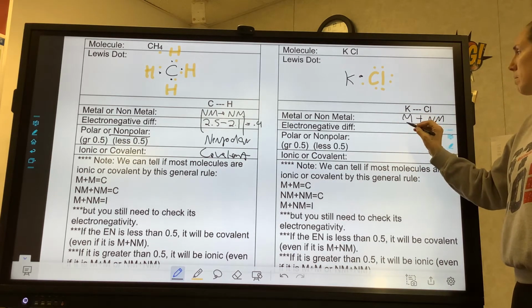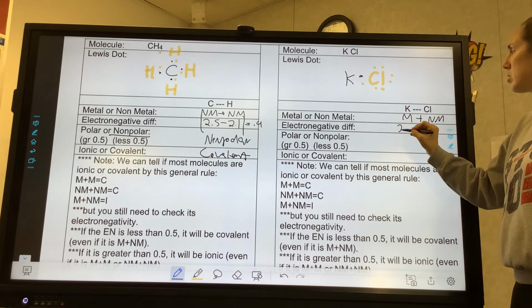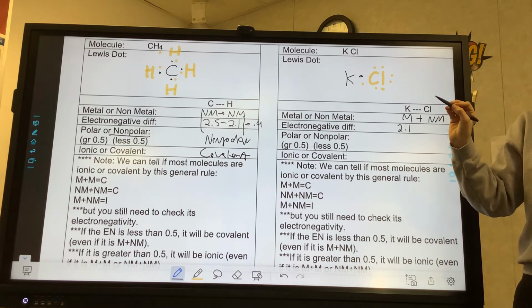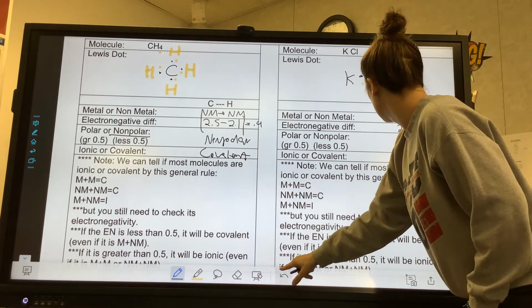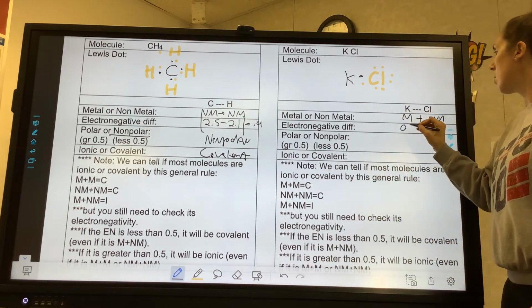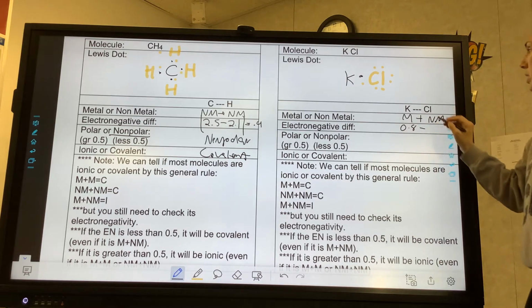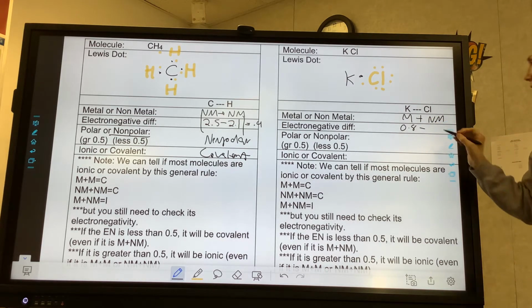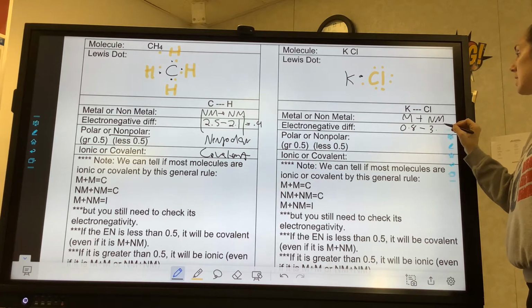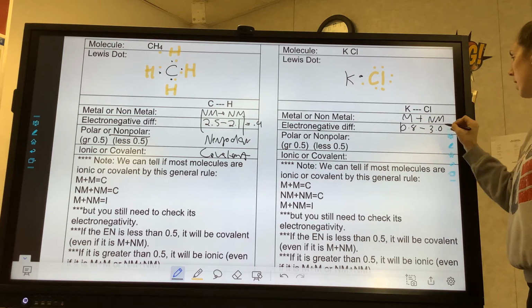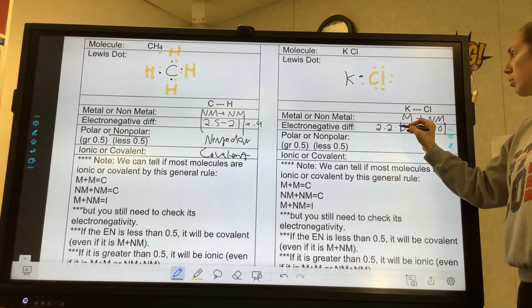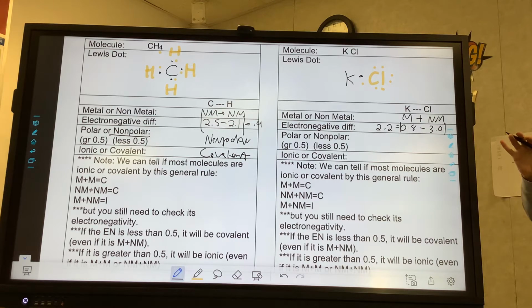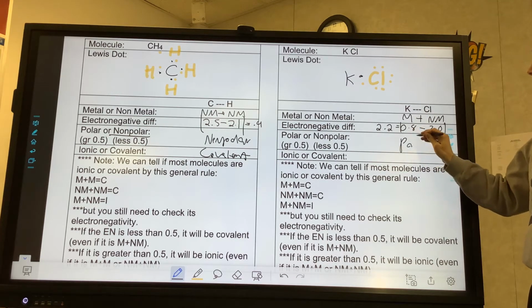What is K's electronegativity? 2.1. Y'all agree? No, 0.8. Wait, I did something wrong then. 0.8 minus the electronegativity of chlorine, which is 3.0. Okay, what is the absolute value of that? 2.2. That is way greater than 0.5, so it's polar.